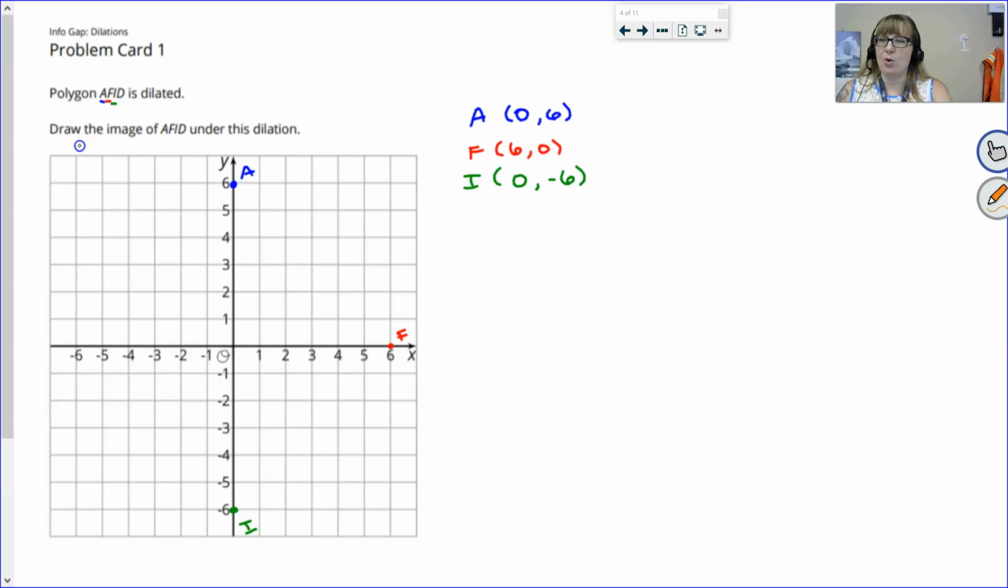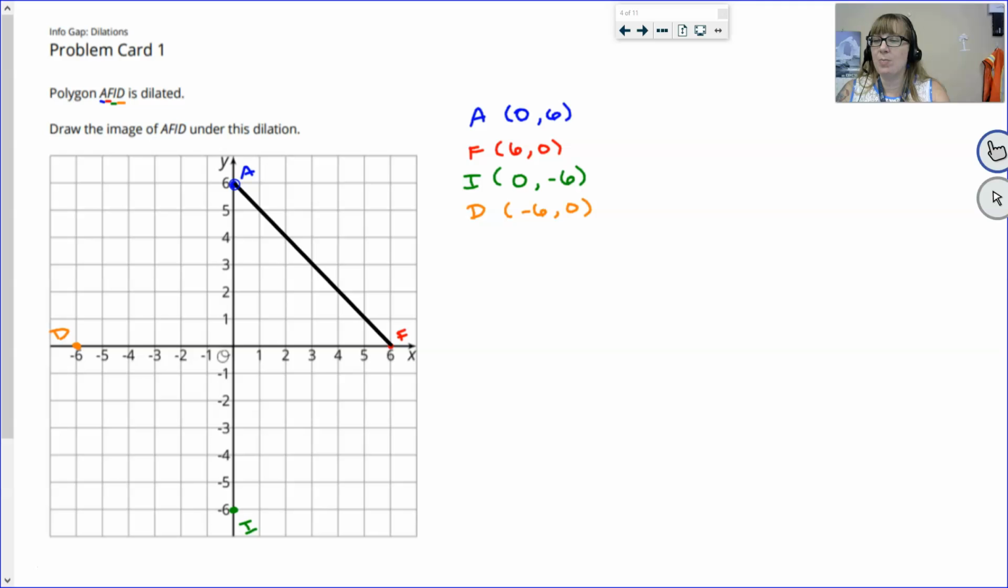The next logical question to ask is D. Where is D? And I would tell you that D has the coordinates of -6, 0. So you would plot that point, -6, 0, and being precise, we would also give it the label of D. So it says polygon AFID is dilated. We haven't done the problem yet. All we now have is just where AFID is.